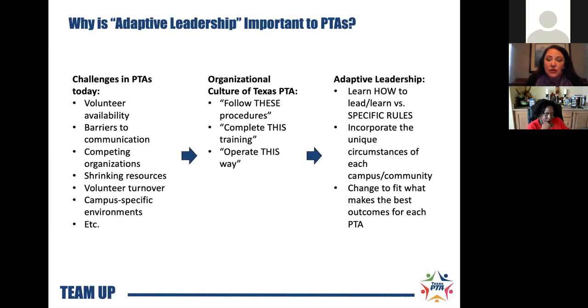It allows you as the local leader to incorporate the unique set of circumstances and background information of your campus or board or membership. And it encourages you to make decisions that are driving the best possible outcomes for your PTA. So in a lot of ways, adaptive leadership can be that thing that unties your hands.